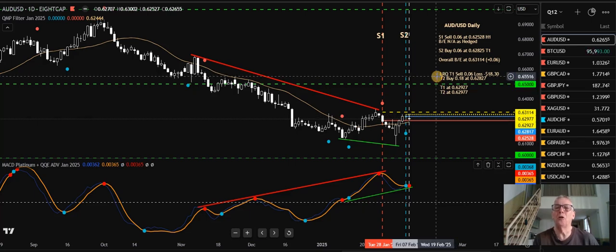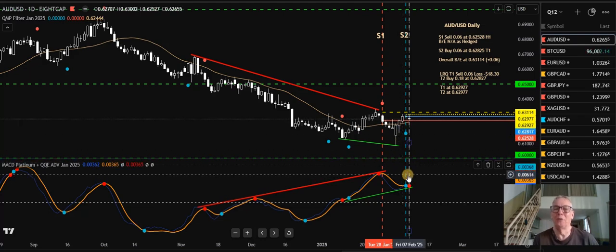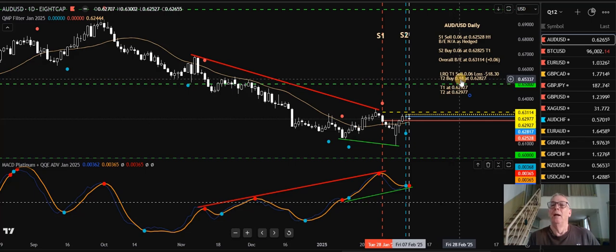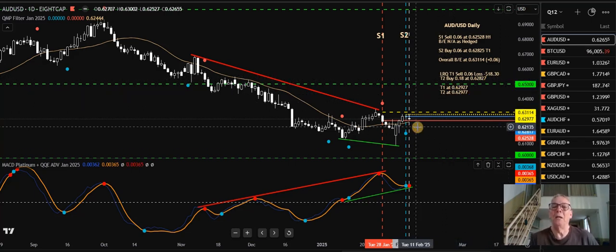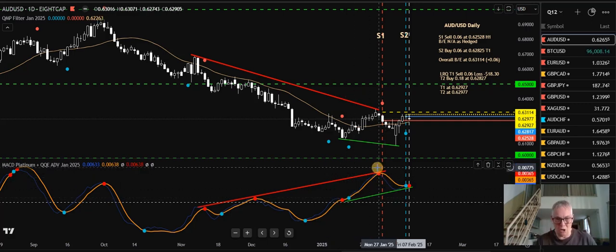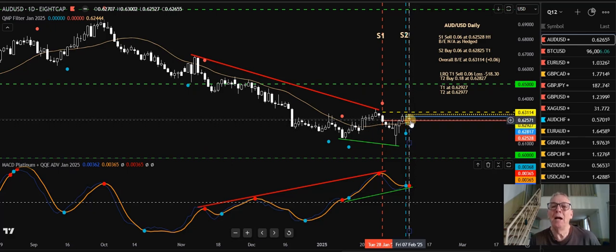So that LRQ, loss recovery, is based on the QMP filter dot, the blue and red dots on the price chart. I've only lost $18.30 on the first sell trade, so it's not a big deal. Not much to make up, but with the MACD platinum above the 0 level, generally I'm in sell mode. So I don't expect this to go up too much higher. If it does, great. I'll just get out of everything, break even, and wait for the next sell setup.